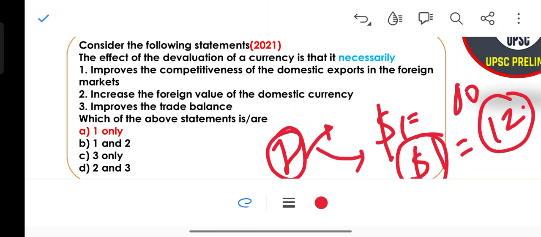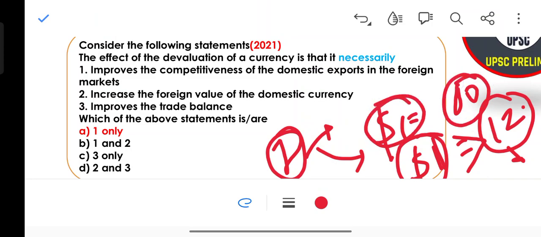Why may it get improved? Because the countries trying to import from India will have a better edge. Why? Because even in $1 they are getting items worth 100 rupees, whereas earlier they were getting items worth 80 rupees. That means the export may benefit, but the import from other countries to India will get affected in a negative way. So you have to understand. So that's why there will be a decrease in the foreign value of the domestic currency. This statement becomes wrong because here it is written increase.